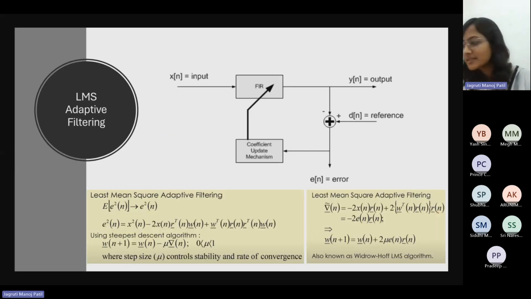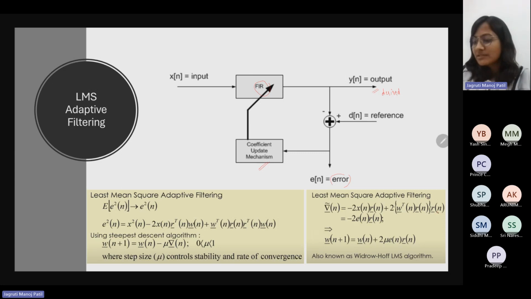Okay, so this is a simple schematic for the same. What you do is you have an input. This is a simple FIR filter which has no feedback, but we have the flexibility that you can update your weights again and again in order to minimize the error, so that what you get is similar to the desired signal.